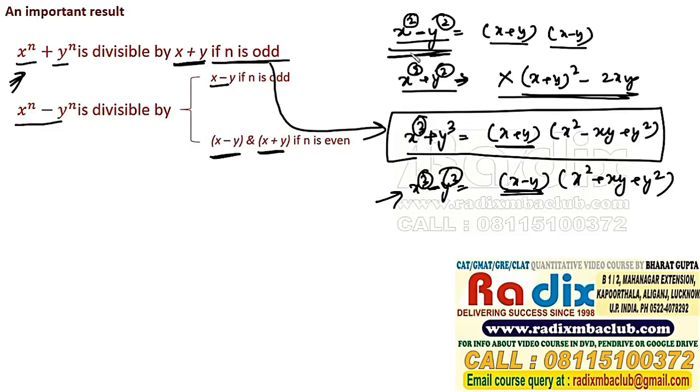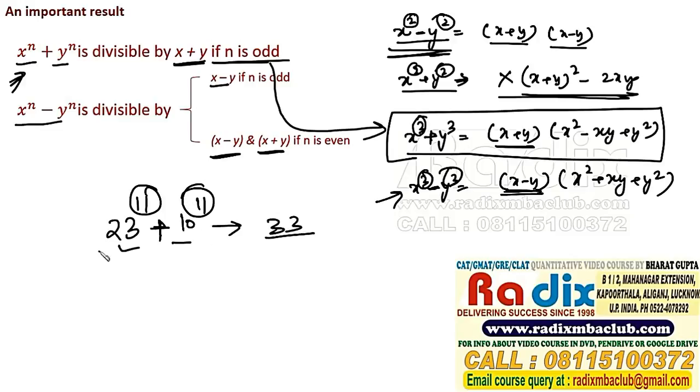This is the case. So if you have a question like 23 to the power 11 plus 10 to the power 11. Now because we have plus sign with odd power, it is divisible by the sum of these two numbers, or 33. So this number is divisible by 3, 11 or 33, right? Question may be like this: which of the following will divide this number? So your answer would be either 3 or 11 or 33.